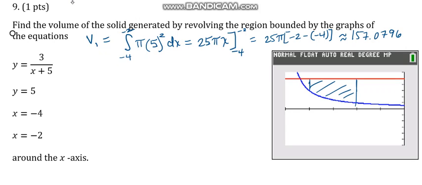Okay, and we get around 157.1 if I round to one place. Either leave it on your calculator, write it in exact form right now, or round out farther than you typically would.